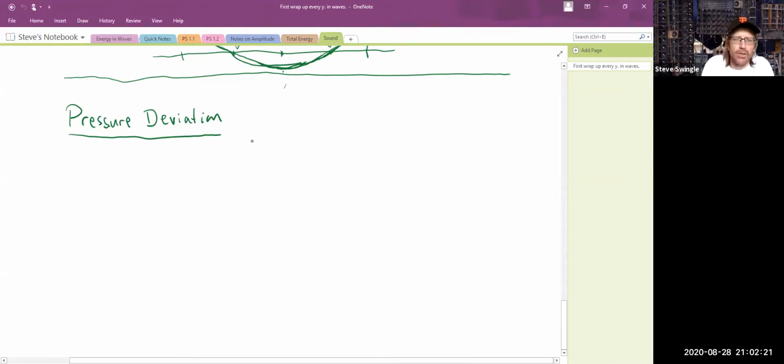So you might want to review, or at least figure out what the definition of pressure is, like look in the textbook and read a little bit about that. But the pressure is like force per unit area.